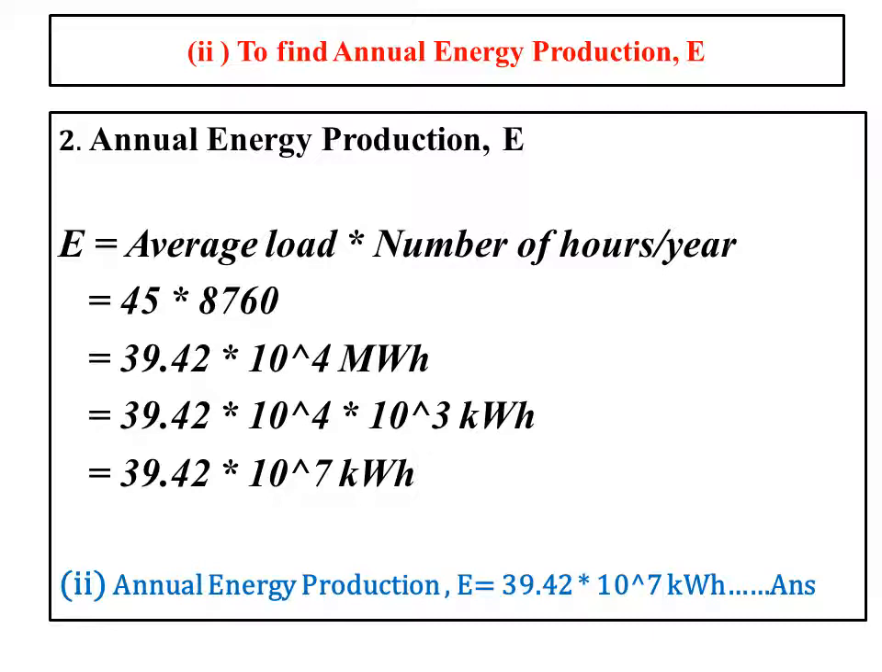Number of hours per year: in 1 year, there are 365 days, and for each day, there are 24 hours. Therefore, number of hours per year is 24 into 365, that is equal to 8760. Therefore, annual energy production is equal to 45 into 8760, that is equal to 39.42 into 10 raised to 7 kilowatt hour.